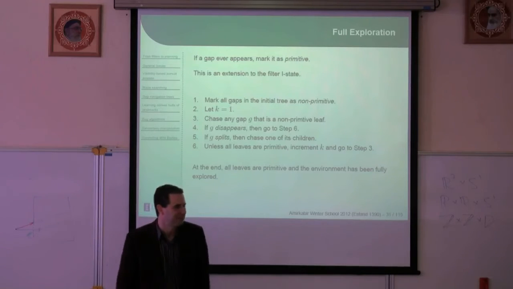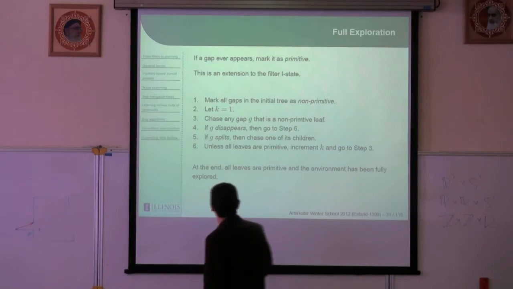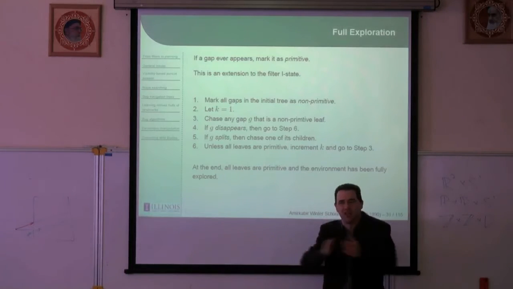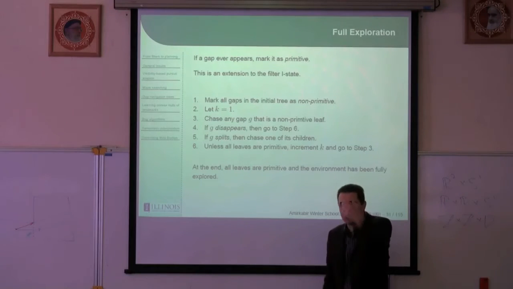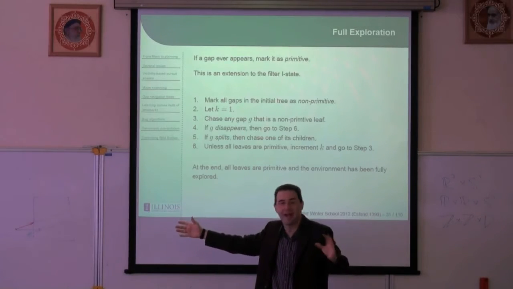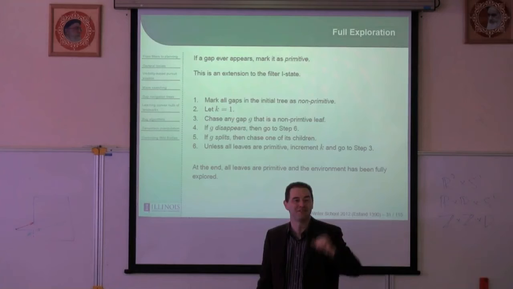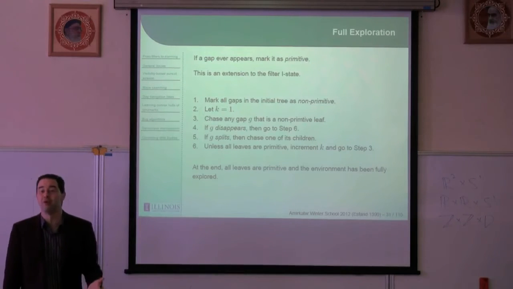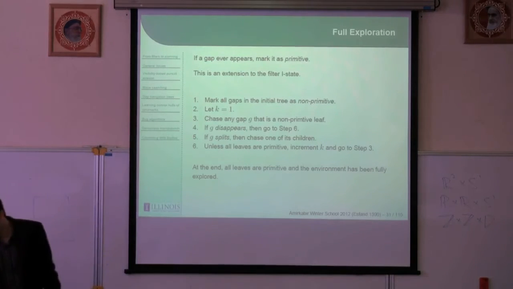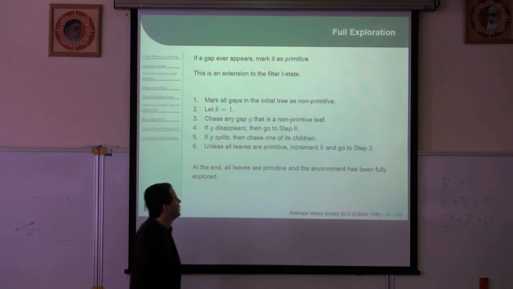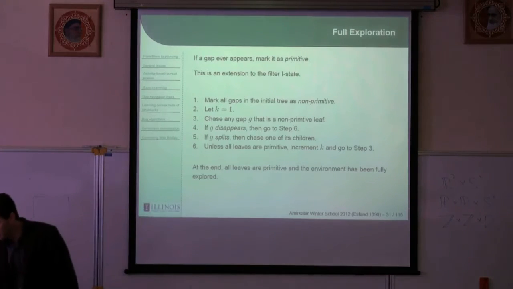All right, so that's the idea, right? You keep trying to chase and split until you get to a node that disappears. Then, when you go somewhere else, that gap will reappear, but it'll be primitive, right? So that's the idea. Force anything that might be splittable, you try to split it. When you're done, you will get all the leaves of the tree to be primitive, and that means that the environment has been fully explored.